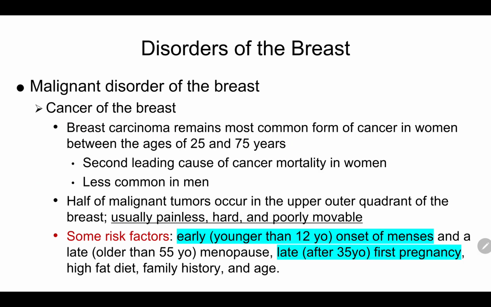And then, last but not least, some malignant disorders of the breast, so cancer of the breast. Breast carcinoma is the most common form of cancer in women between the ages of 25 and 75, and the second leading cause of cancer mortality in women, and it's less common in men. What are the risk factors for breast cancer? Well, it would be early onset of menses and a late first pregnancy. So you've got to remember these.